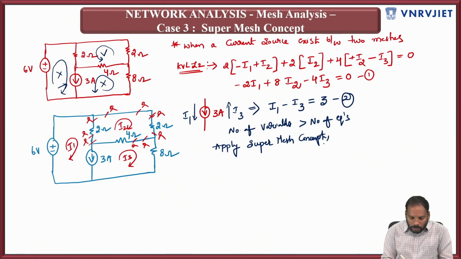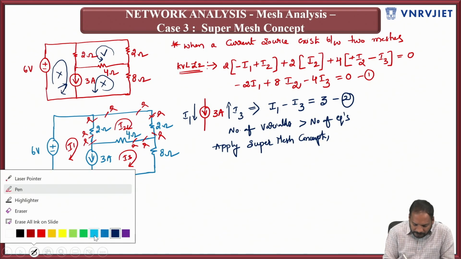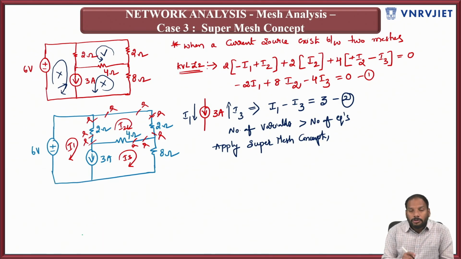So in applying the super mesh concept, how you can consider the super mesh is, see here, usually till now you have walked only along the individual loops. Okay, now we'll try to walk along a bigger outer loop. See here, KVL always satisfies in any closed loop. So that is why I start walking from here. I start walking like this.